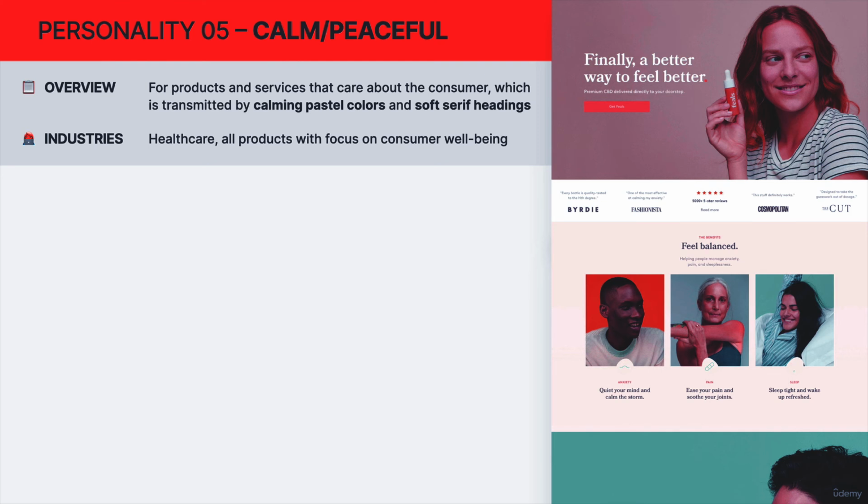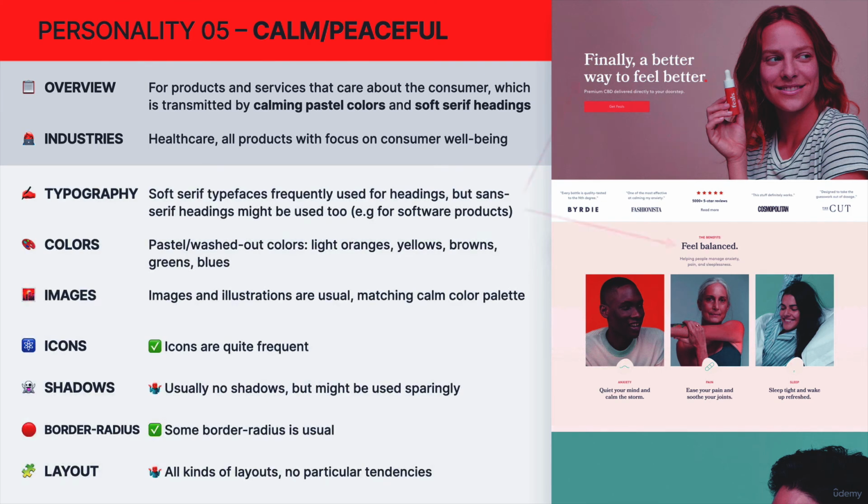And they do this by using soft serif typefaces and especially for headings, like these two that we can see here. And also, it is very common to use these washed out colors, like these blue or yellow pastel colors, or also light oranges or browns or greens. So you will see these all the time, and also in the three examples that I will show you next.